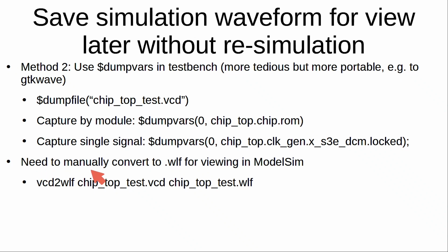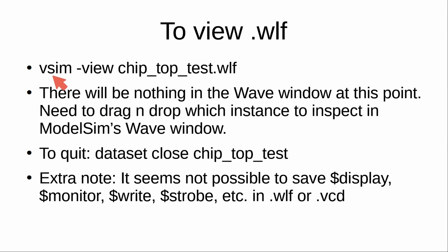And in ModelSim, we need to convert the VCD into wavelog format so that ModelSim can view it. To view the wavelog format file, we can use this command and specify the wavelog format that we want to view. At this point, there will be nothing in the wave window, and we need to manually drag and drop which instance to inspect in the wave window. And to quit, we can use this command, dataset close, which is this name right here, the same name as the wavelog format.